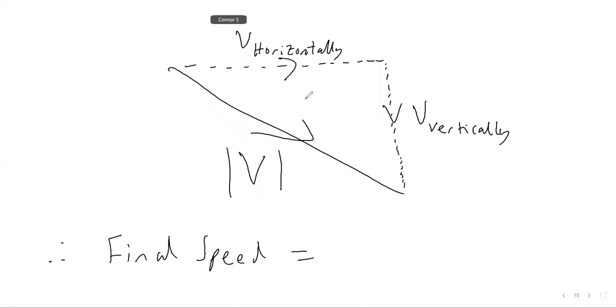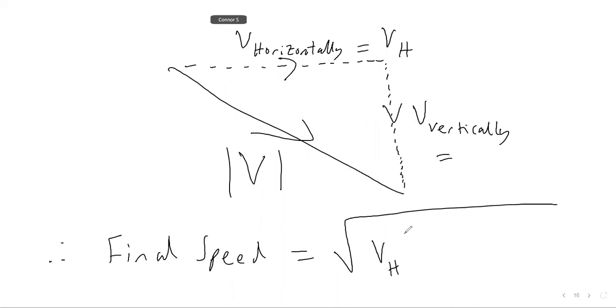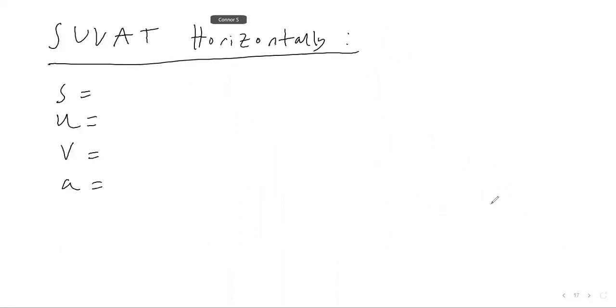If we want to calculate the final speed, remember speed is a scalar, so it's a magnitude, so you want to use Pythagoras. Your final speed is the square root of your velocity horizontally, which I'll call VH, squared, plus your final velocity vertically squared, just by using Pythagoras. To get this calculation, we're going to have to work out our final speed horizontally and our final speed vertically. So how can we do this?